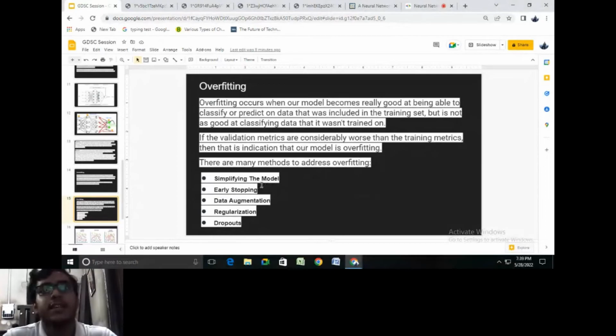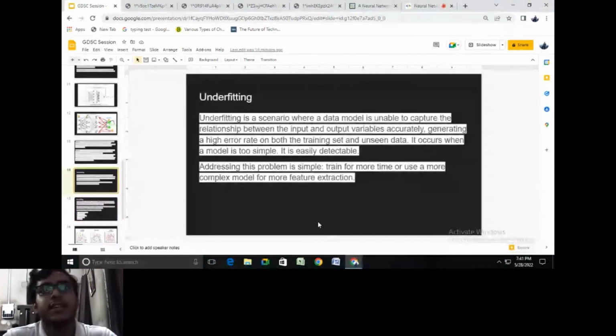So when does it occur? It occurs when a model is too simple and it is easily detectable. Why is it easily detectable? Because obviously the error rate is quite high in the training set itself. So while training, if we see that the error rate is high, we can straight away say that the model is underfitting. And addressing this problem is also simple.